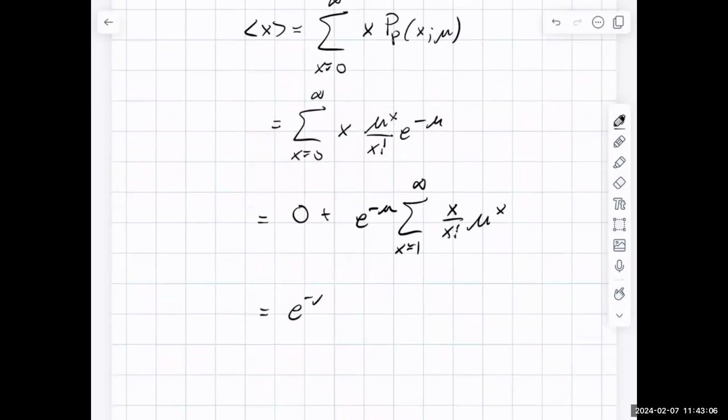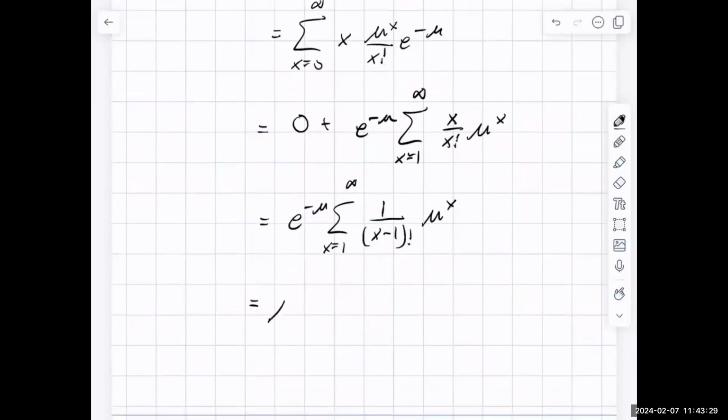So this is e to the minus mu, sum of x equals 1 to infinity. X over x factorial is 1 over x minus 1 factorial, mu to the x. All right. So now what we're going to do is we'll take one factor of mu and put it over here. So it's mu e to the minus mu, sum of x equals 1 to infinity, 1 over x minus 1 factorial. What I'm trying to do is get all x minus 1s in here, and then we're going to make our favorite substitution.